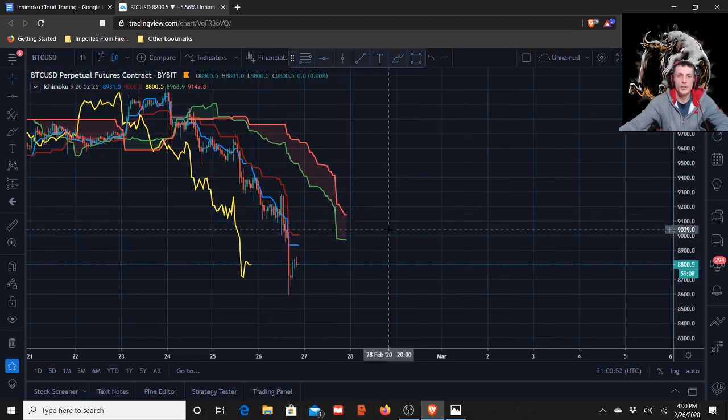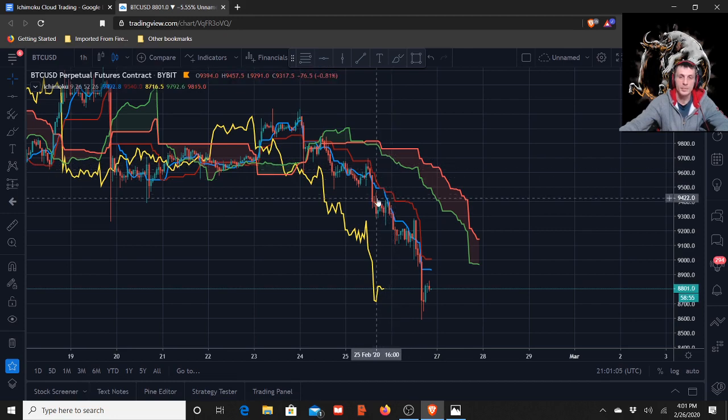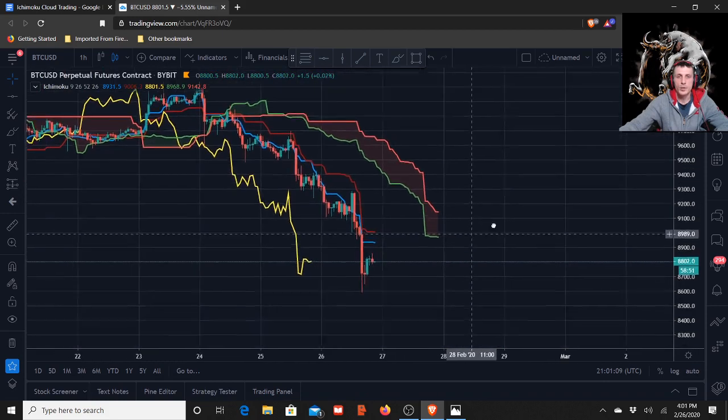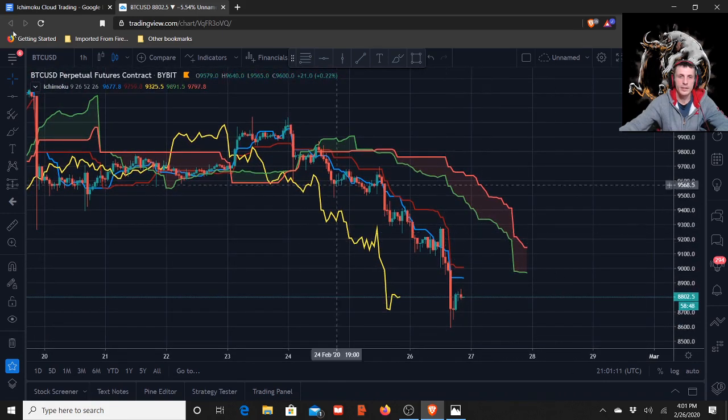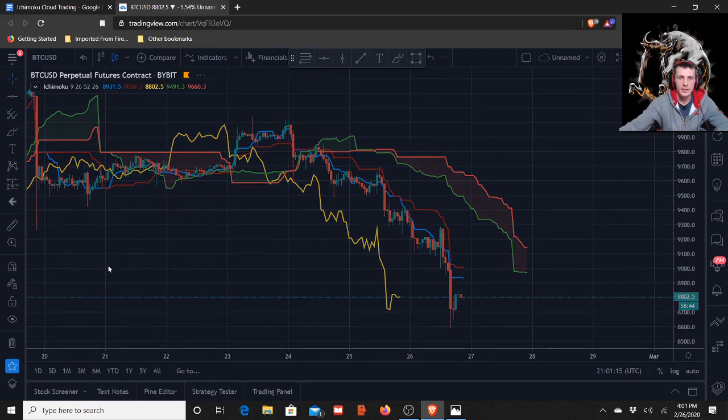Everything is still telling me short though right here, right now, guys. On the 1 hour, we got the lagging span below the candles and below the cloud. Our green line is on the bottom, our blue line is on the bottom. So as of right now, guys, keep looking for the shorts and scroll up on your higher time frames if you start to see us in the cloud.